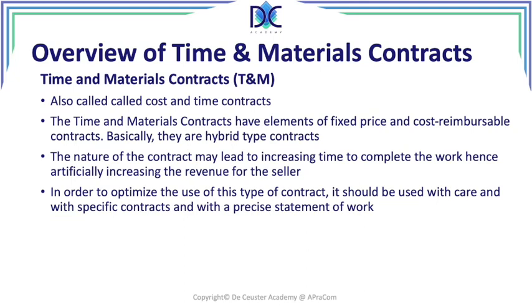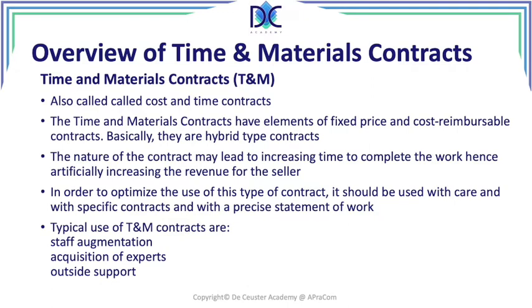Now you have to use it with care, and you have to have a very precise statement of work and some additional clauses that you maybe add. Typical uses of time and material contracts are, for example, staff augmentation, acquisition of experts, outside support, things like that.